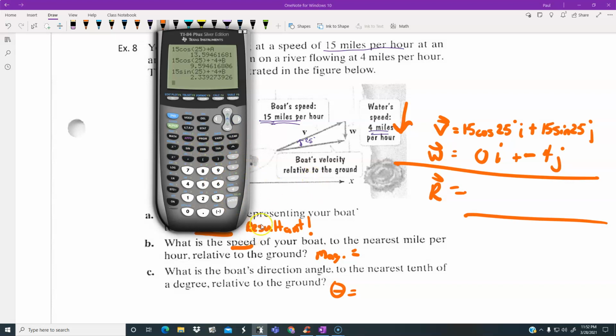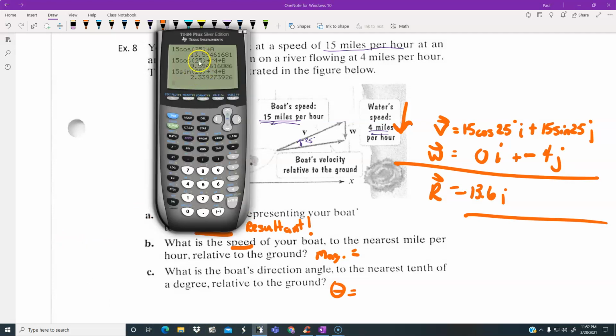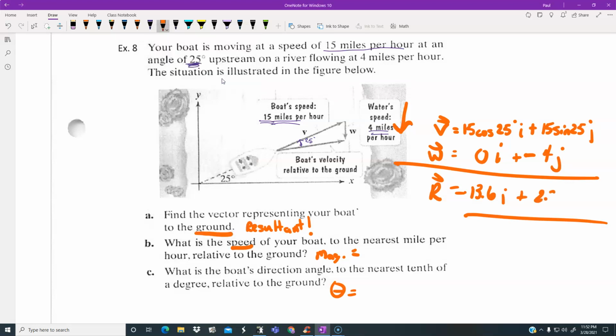So the two answers here should be 13.6i. So it looks like the actual current slowed the boat down. And then the second part is 2.33j. Now that's where the resultant ends up, a little bit upstream of where he thought he was supposed to be. And now you could come up with the magnitude and the direction of that.